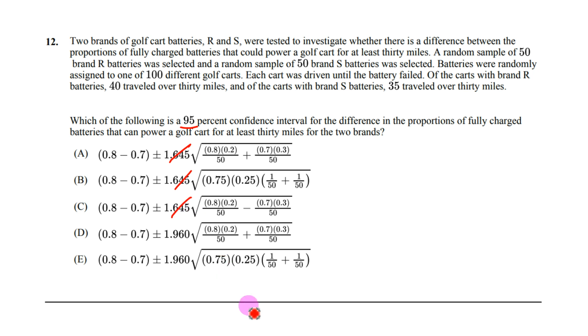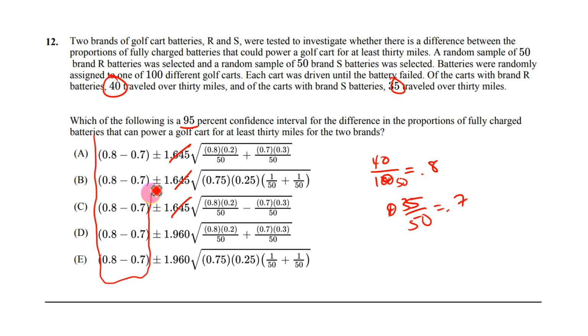Out, out, out. And then we have two different random samples of 50, brand R and brand S. So 40 and 35. So we should have 40 over 50, which is 0.8, and 35 over 50 is 0.7, which we could have just gotten from any of these. These are all the same.